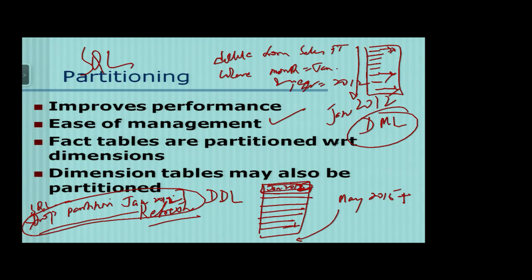And fact tables are partitioned with respect to dimensions. It could be any of the dimensions, but we typically partition with respect to the time dimension, and I'll tell you why. And dimension tables may also be partitioned, but this is typically done only in the case of monster dimensions, right? Monster means very huge dimensions, like for example the customer dimension in a telecom company like Bharti, where they have millions and millions of customers. There you may have a reason to partition the dimension tables, but typically we partition the fact tables, which contain the maximum amount of data in a data warehouse.